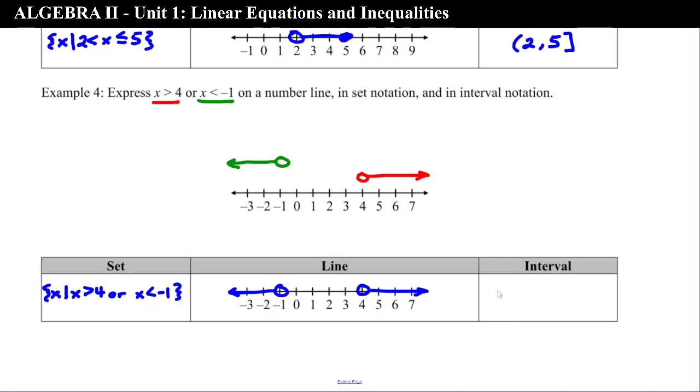And then finally in interval notation, our lowest bound, we're coming from negative infinity, and we're going to negative 1. And then we have another part that we have to include. So remember, we talked about or statements being a union. This is where this u comes from in interval notation. And we have 4 to infinity. And that's how we express the answer in interval notation.